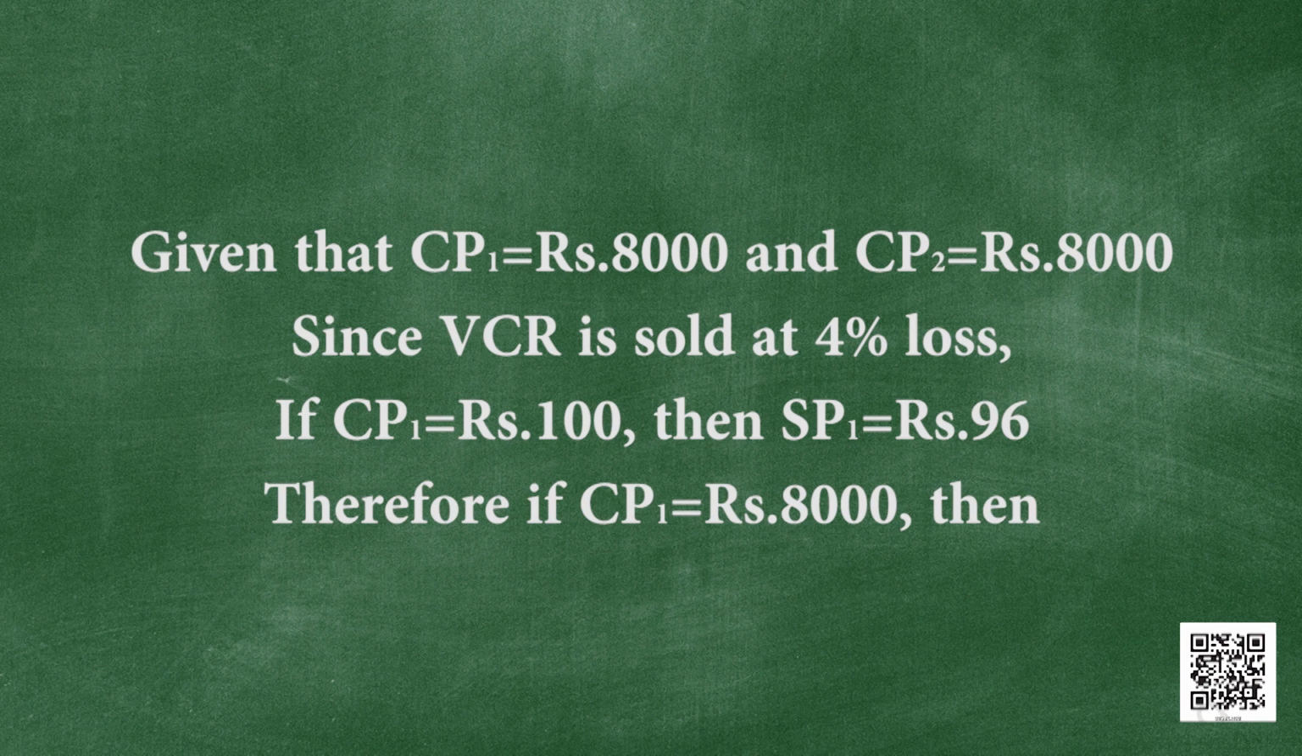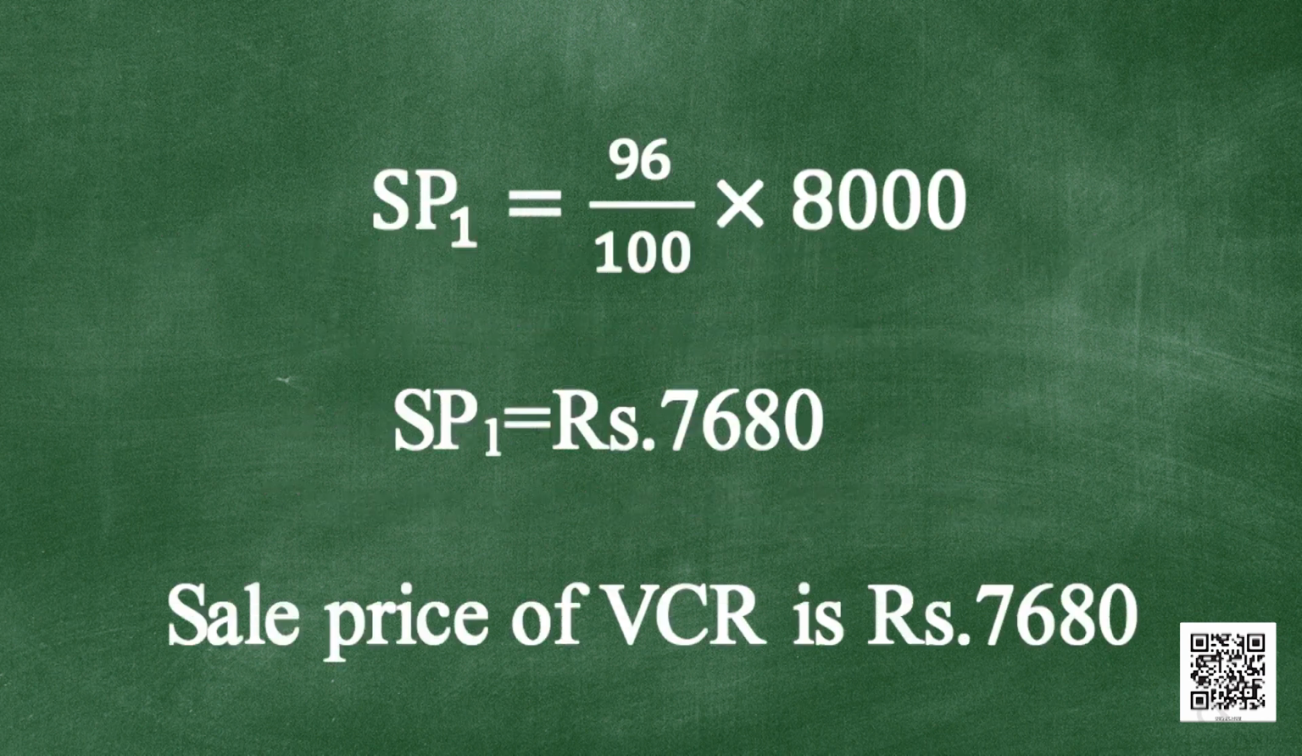Therefore, if CP1 is equal to rupees 8,000, then SP1 is equal to 96 divided by 100 multiplied with 8,000. On simplification, we get SP1 is equal to rupees 7,680. Students, therefore, the selling price of VCR is rupees 7,680.